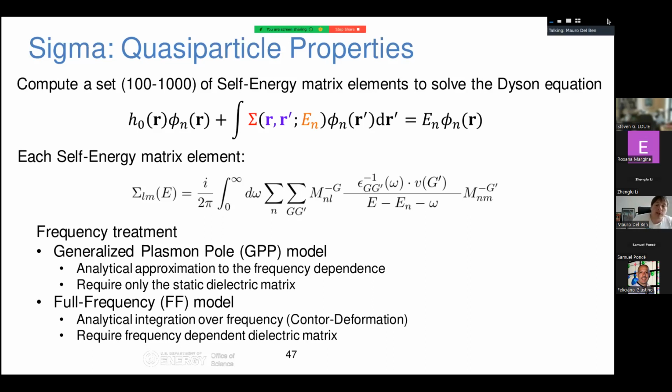The other method is the actual numerical integration of the frequency integral. This comes with an increased computational cost because clearly you have to calculate the dielectric function at multiple frequencies, even though we have introduced a method based on a low rank approximation of the static polarizability, which allows you to reduce the computational cost for a full frequency calculation.